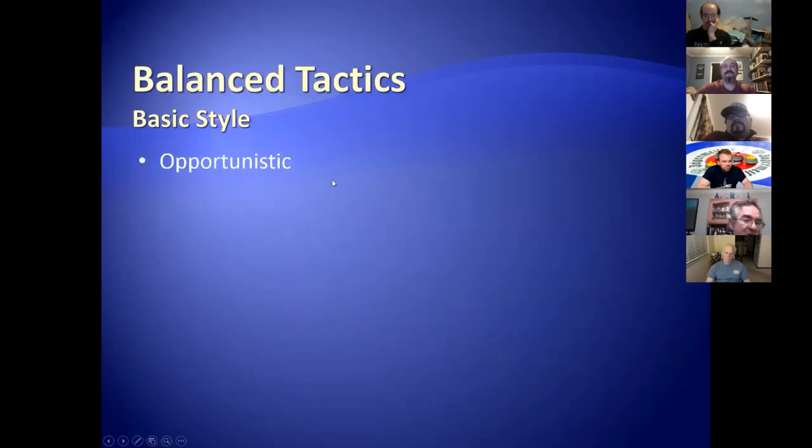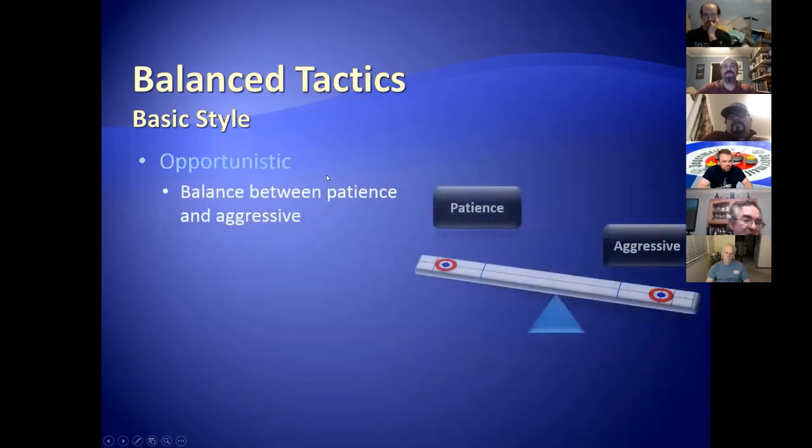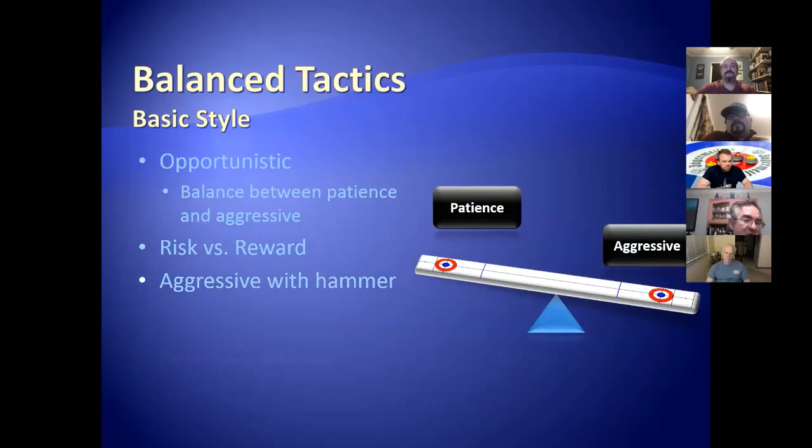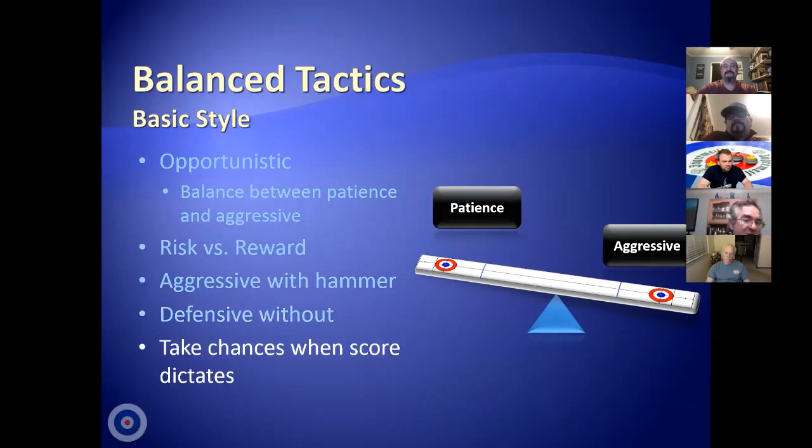Now, balanced. This is like how I play. You have to be opportunistic. It's a balance between patience and aggression. It's risk versus reward. Aggressive with the hammer, defensive without. That's exactly how I was saying that I play earlier. And then, of course, take your chances when the scoring dictates.